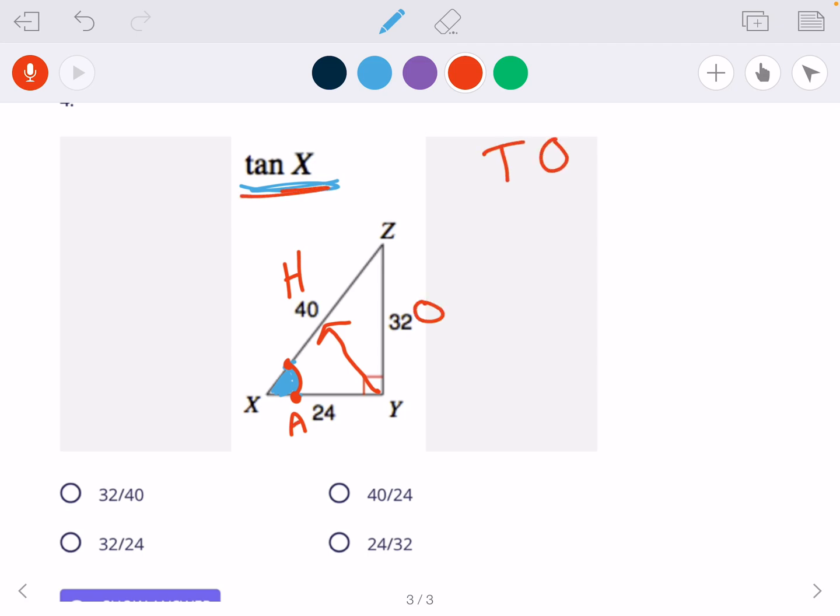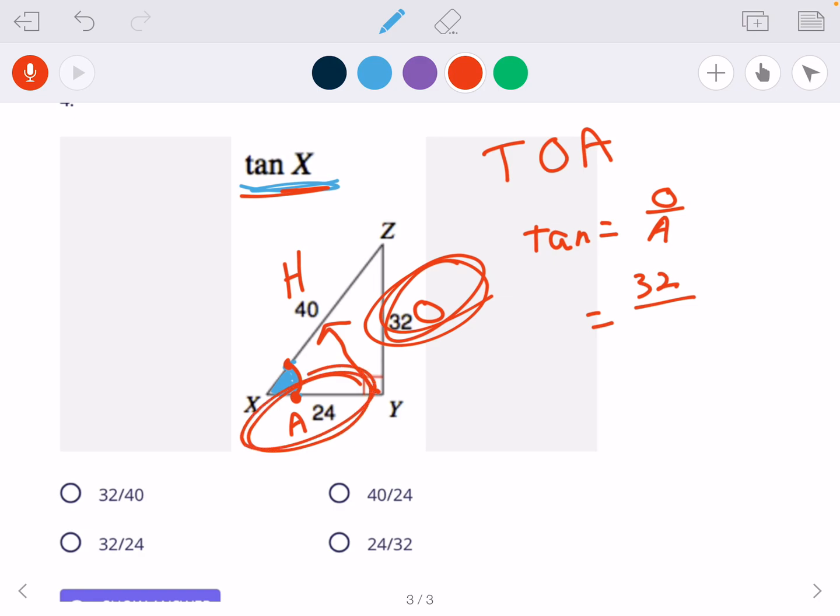Tangent, TOA. So tangent is opposite over adjacent. So O, 32, over my A, 24. Sometimes they ask you to reduce it. If they asked you to reduce it, 4 goes into both, so 8 over 6, and then it can be reduced further. Silly me. I'm reducing again, so dividing by 2, it's 4 over 3.